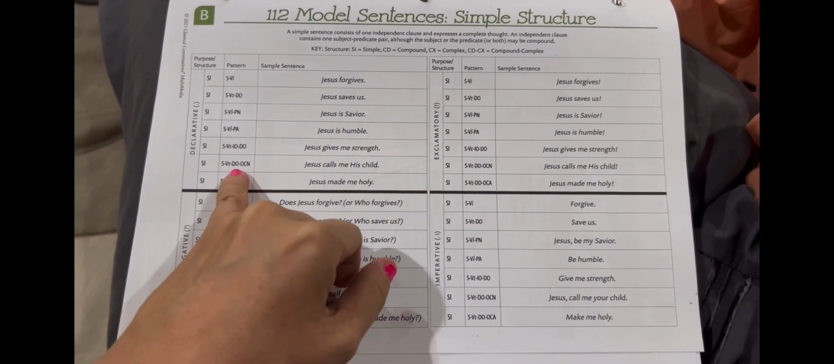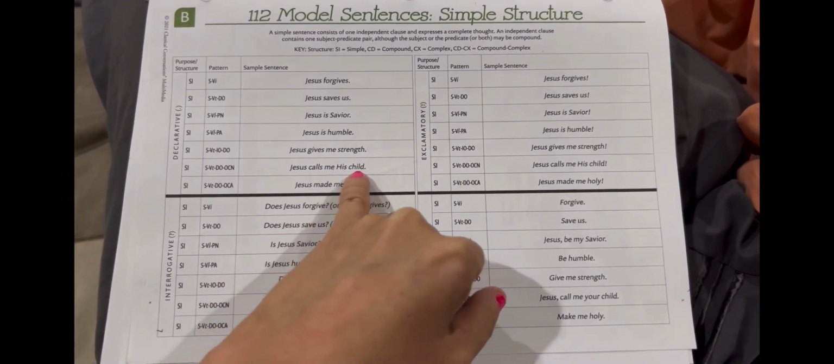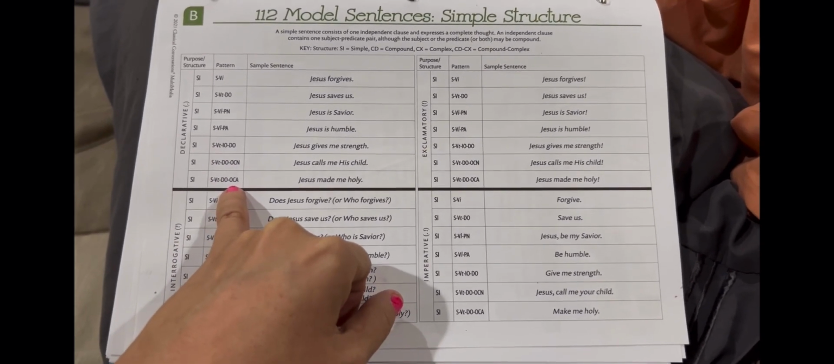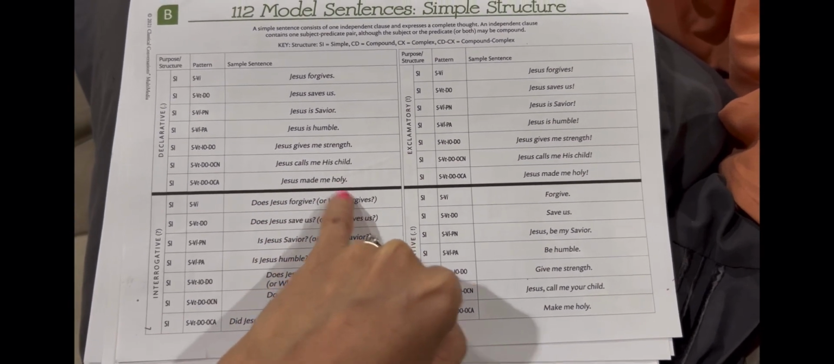Object complement noun. Jesus calls me his child. Subject, verb, direct object, object complement, noun. Object complement adjective. Jesus made me holy. Subject, verb, direct object, object complement, adjective.